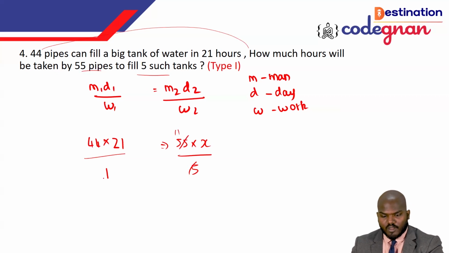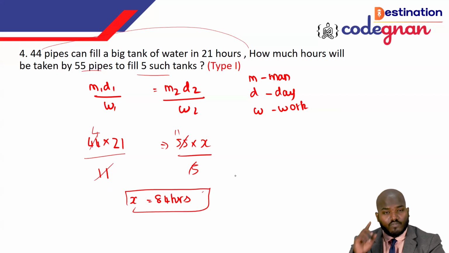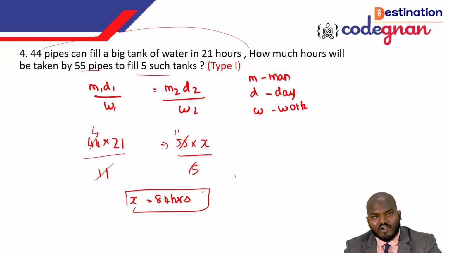And here we can't cancel, so I'm keeping the 11 in this place. If you take the 11 to this side, it will become 4, and 21 times 4 gives x equal to 84 hours. So this is how you say it: 55 pipes to fill 5 such big tanks will take 84 hours.